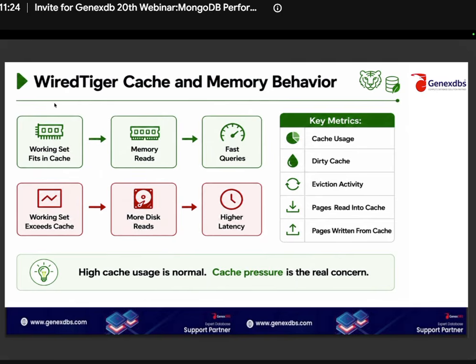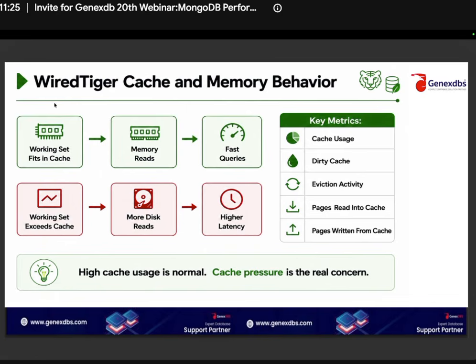Here there is one misconception, that high cache usage means MongoDB needs more memory, but it is not always true, because the WiredTiger cache is designed to use the available cache efficiently. But cache pressure becomes a concern when pages are frequently read from the disk, when the working set doesn't fit in the cache, when there is an increase in poorly optimized query patterns, and when eviction activity increases significantly.